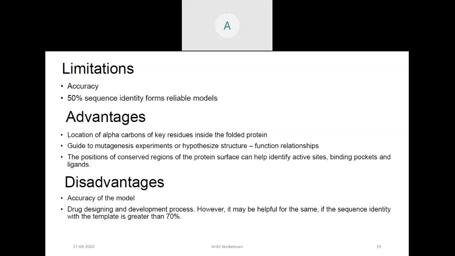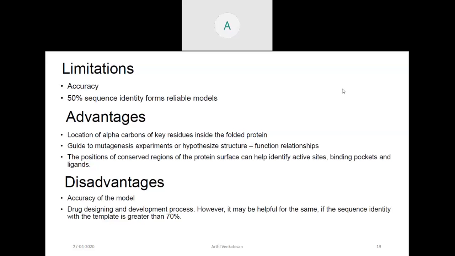Then the position of conserved regions on the protein surface can help identify the active site. You know about the active site, right? Active sites and binding pockets can be seen, and how a drug or ligand interacts with a particular protein can be seen after homology modeling, that is your molecular docking or molecular dynamics simulation. The disadvantage belongs to the accuracy of the model, as I mentioned in the limitation, the same thing.